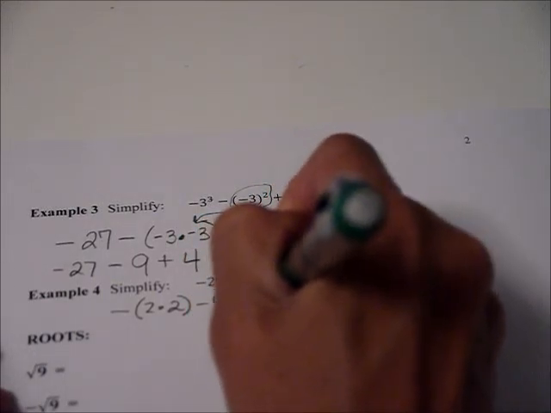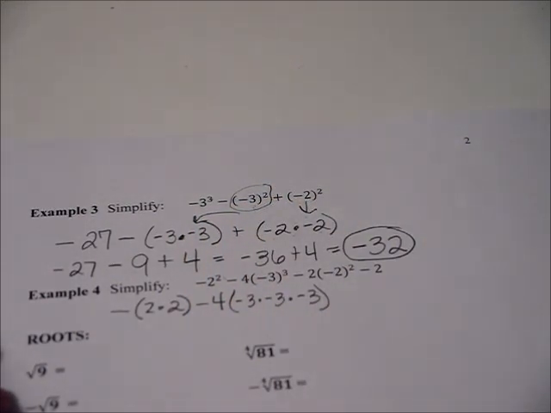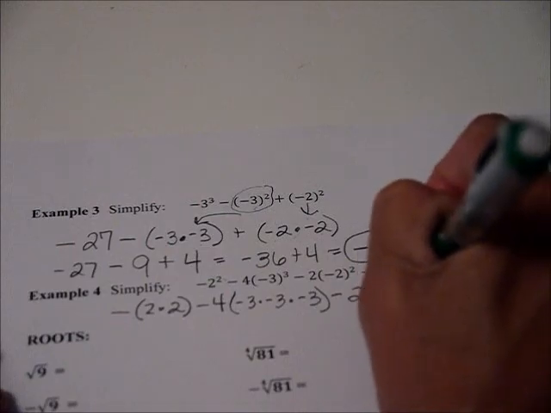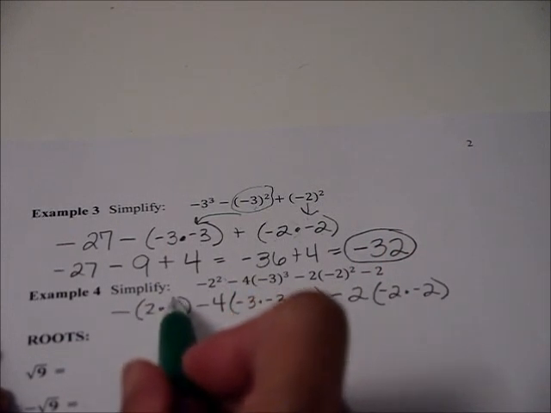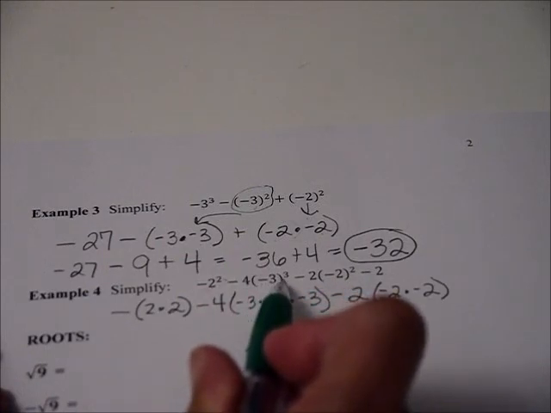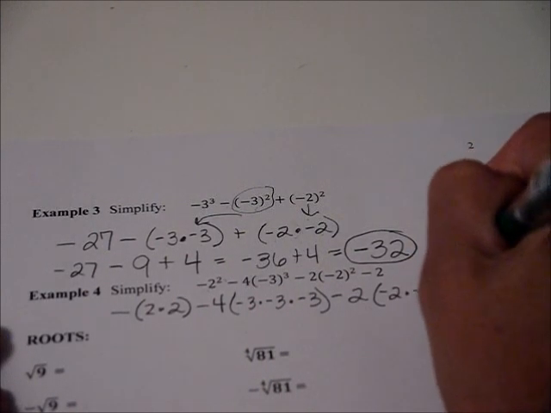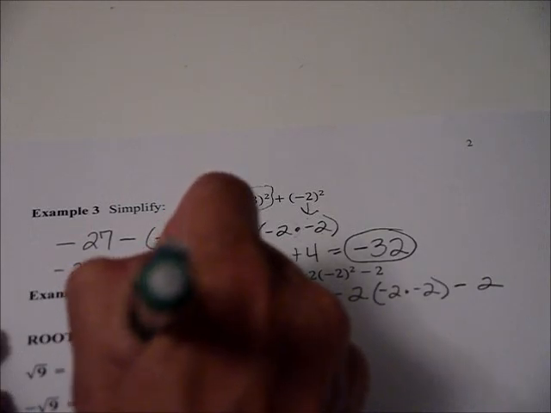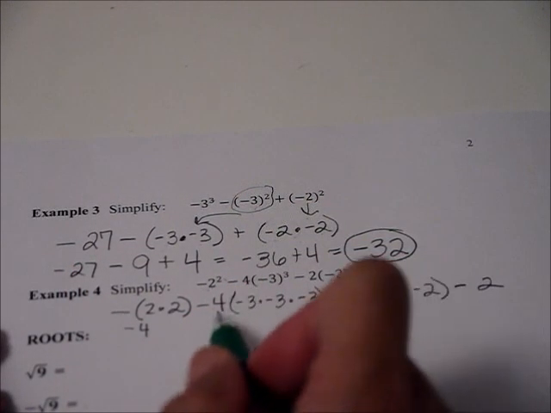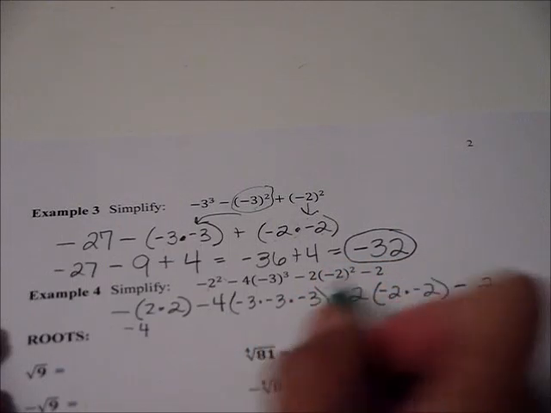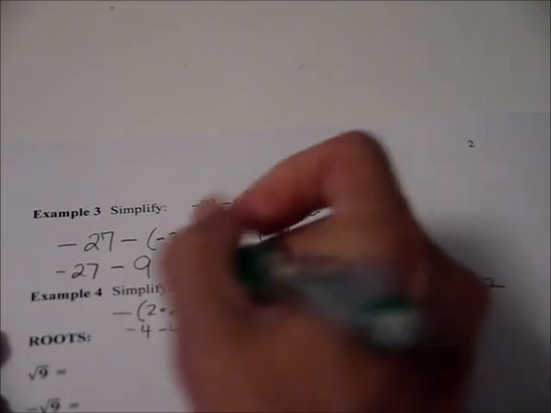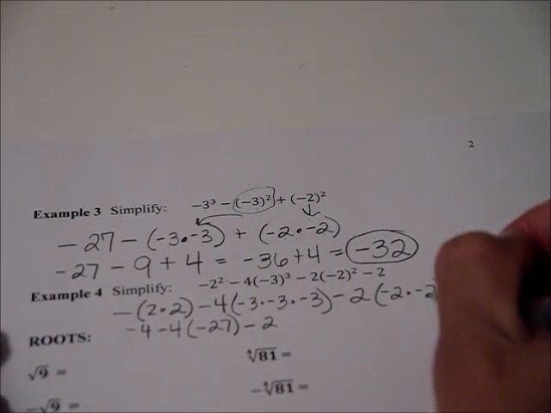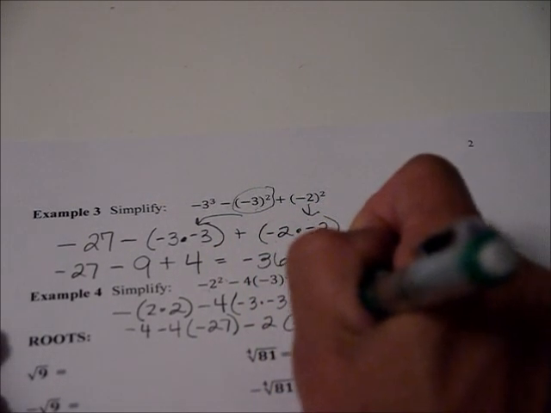And then we have negative 3 times negative 3 times negative 3. There are 3 of those. Minus 2, and then we have 2 of these. The negative is included. Notice in this one, the negative was not included with the exponent, but it was in here and it was in here. Now we're just going to simplify all that. That equals negative 4. What that really means is negative 4 times 3 times 3 times 3. So negative 4 times negative 27. Minus 2. That turns into a positive 4, minus 2.